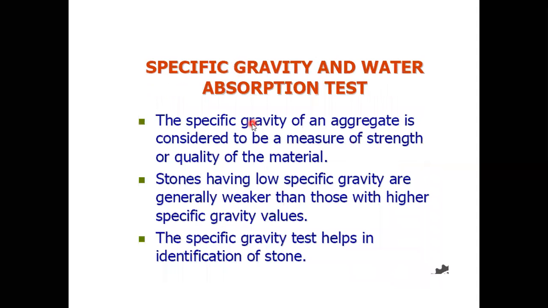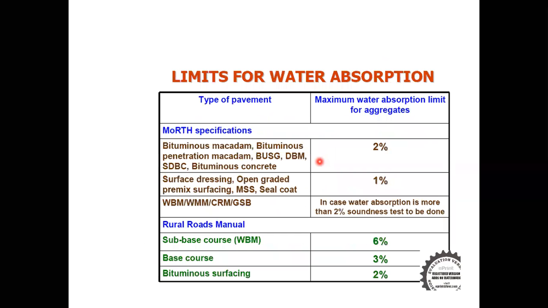Okay, abrasion is done. Next we will go for the specific gravity and water absorption test. The specific gravity of an aggregate is considered to be a measure of strength or quality of the material. Obviously, specific gravity gives you information about the quality of the material, and quality means strength. Stones having very low specific gravity have very little strength or are weaker. If it is more, then obviously it is stronger. The specific gravity test also helps in identification of the stone. Okay? Once you conduct the specific gravity test of the aggregates, the procedure once again I'm not going to explain, we are going to discuss it in the practicals.